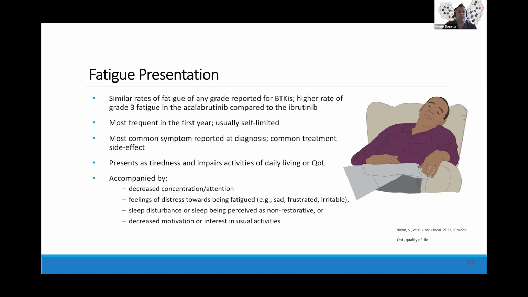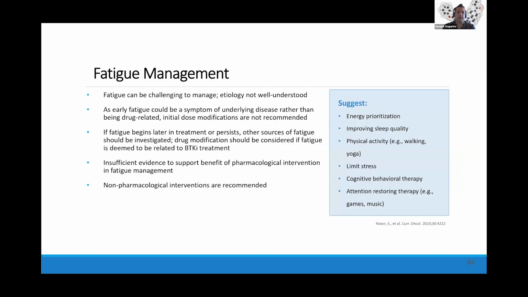Now, it's also associated with the disease. So it's not sure if you're going to get that from the disease or the treatment. But if we don't take care of fatigue, it can bring other problems, and it can bring on decreased motivation. It can bring on sleep disturbances, and patients can be quite frustrated if the fatigue is not taken care of.